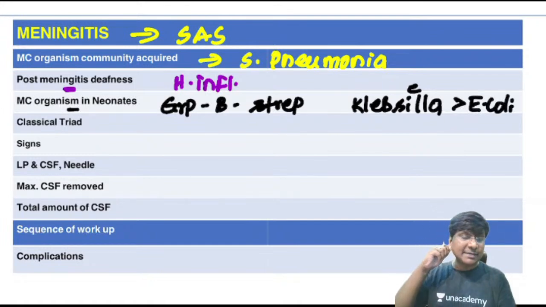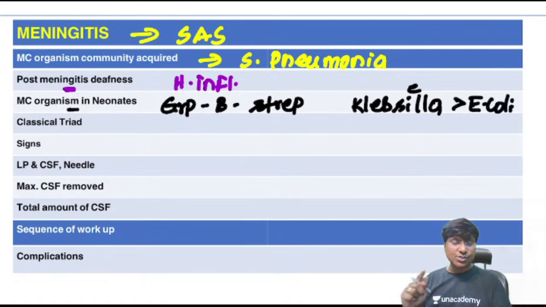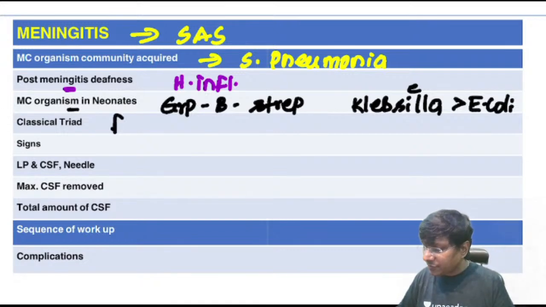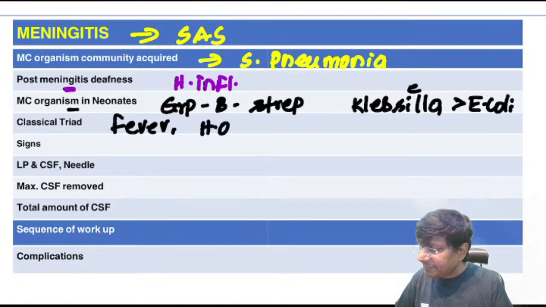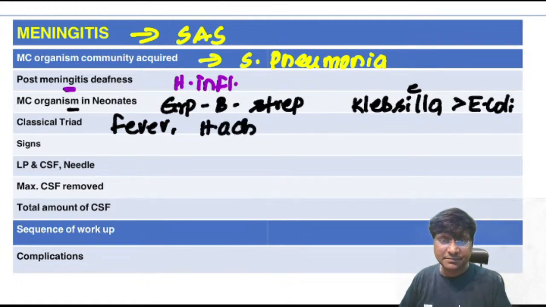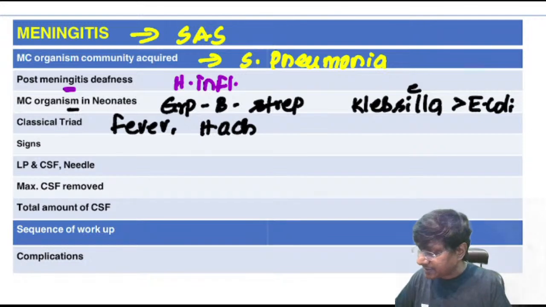Now, what will be the classical presentation in patients with meningitis? You have a triad of manifestations. These individuals will have a very high grade fever, headache with projectile vomiting, and neck stiffness. What do you understand by the word projectile vomiting?